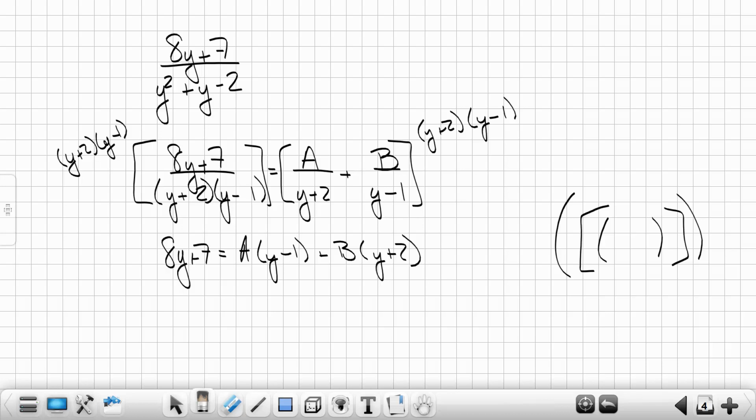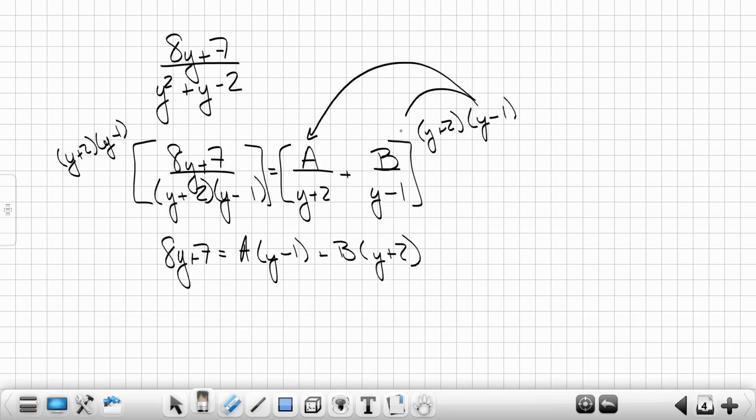Why is a y plus 2 not y minus 1? Or is it just because it's in that order? So what happened here, Aaron, is that when I did this times that one, the y plus 2 canceled, and all that would be left is the y minus 1. And when I do this one, the y minus 1 will cancel, and all that will be left is the y plus 2.